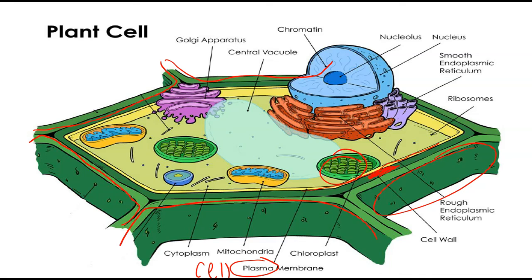Again, the smooth and rough ER are in the same locations as in the animal cell. Here they call it the central vacuole. I'm just concerned that you label it vacuole. The cytoplasm there. Again, the ribosome is very tiny. You can see that line pointing to that. The Golgi apparatus, farther away from the nucleus than the ER, but still there.